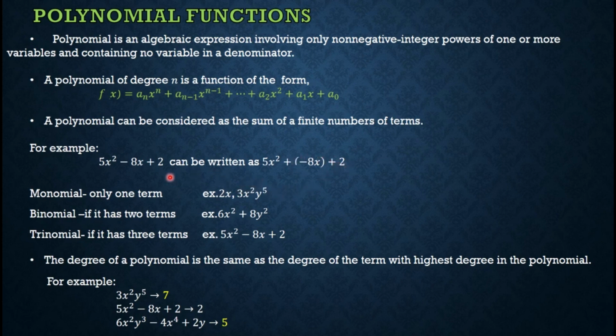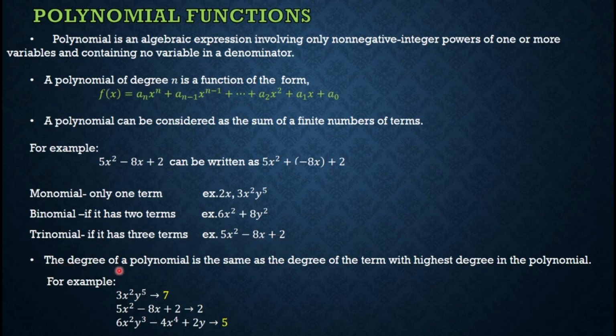So, there are types of polynomial functions. First is the monomial, only one term. For example, 2x, 3x squared, y to the power 5. Next is the binomial, if it has two terms, for example 6x squared plus 8y squared. Then trinomial, if it has three terms. For example, 5x squared minus 8x plus 2.